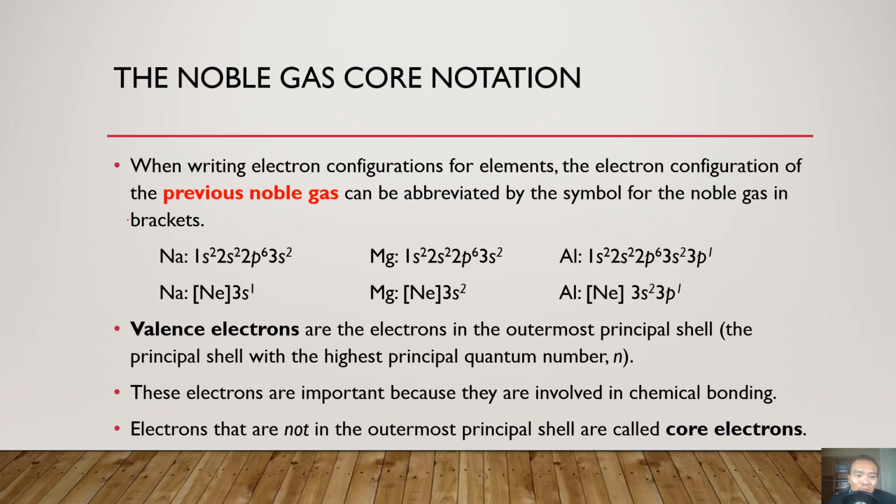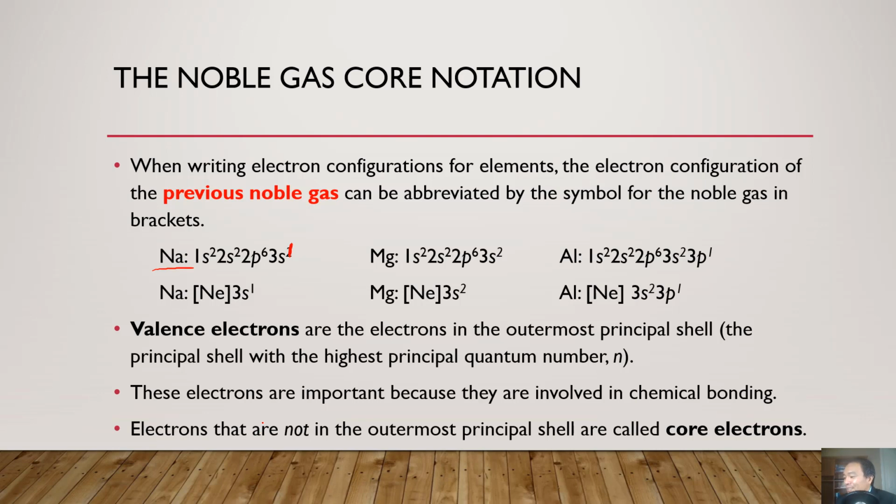For the noble gas core notation, we actually talked about this already, but let's go over it one more time. For example, sodium has an electronic configuration. Actually, this is not represented correctly. This is 3s1. And magnesium.